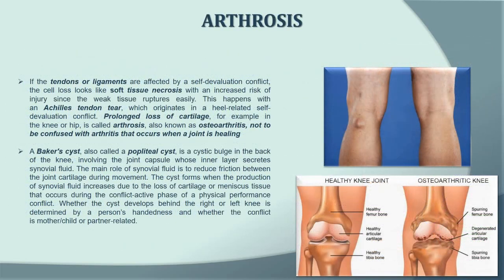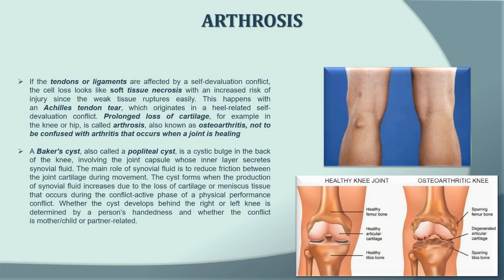What about arthrosis? If the tendons or ligaments are affected by a self-devaluation conflict, the cell loss looks like soft tissue necrosis with an increased risk of injury since the weak tissue ruptures very easily. This happens with an Achilles tendon tear, which originates in a heel-related self-devaluation conflict. Prolonged loss of cartilage, for example in the knee or hip, is called arthrosis, also known as osteoarthritis, not to be confused though with arthritis that occurs when a joint is healing.